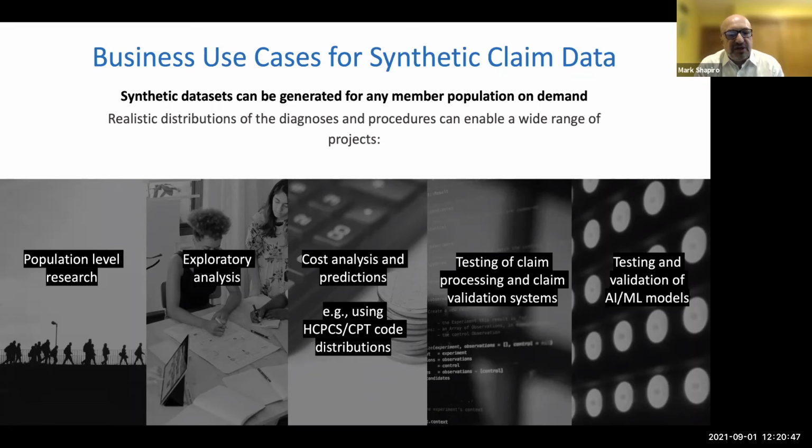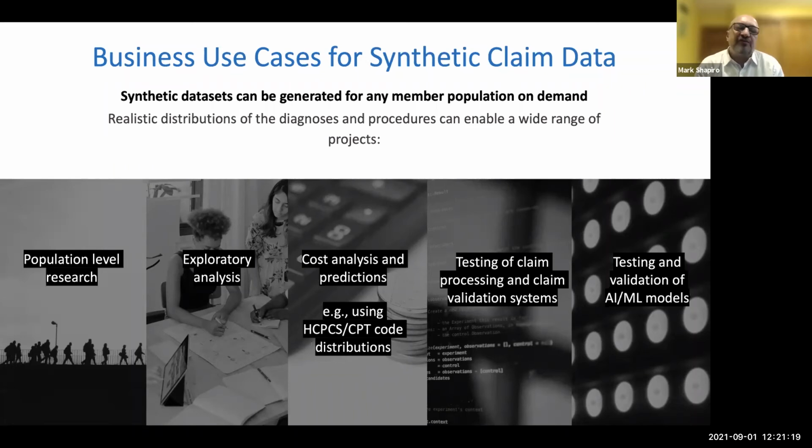Cost analysis and predictions, and well, they use HCPCS or CPT codes, code distribution. These are procedure codes. And again, because claims are essentially financial documents with health information, they contain cost for each procedure. And that means if somebody wants to understand the cost, that would be an ideal data source, because it contains both health information and cost information.